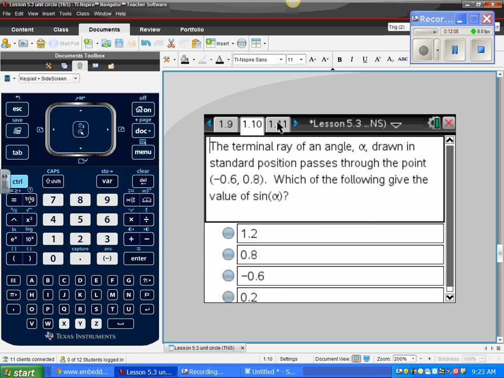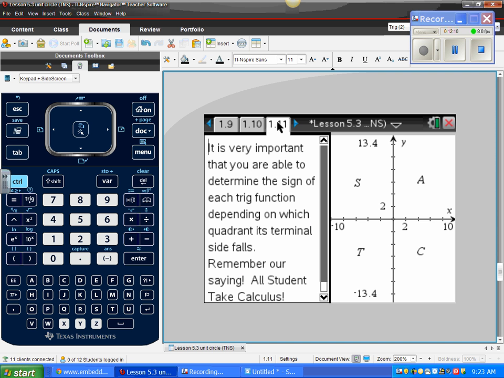All right, so we already talked about this. All students take calculus and what the A means, the S, the T, and the C, right? We spent quite a bit of time on that. So we know that in the first quadrant, what's positive?